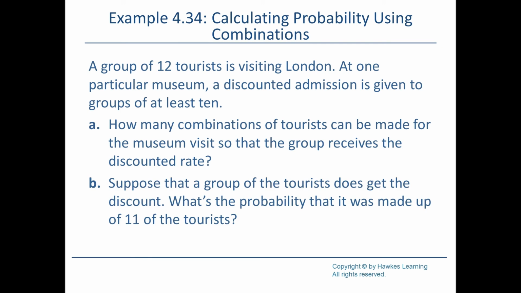And B, suppose that a group of tourists does get the discount. What's the probability it was made up of 11 tourists? In other words, in A, we got the total number of ways that you can get the discount, and now we're given that they got the discount. What's the probability that it was made up of 11?